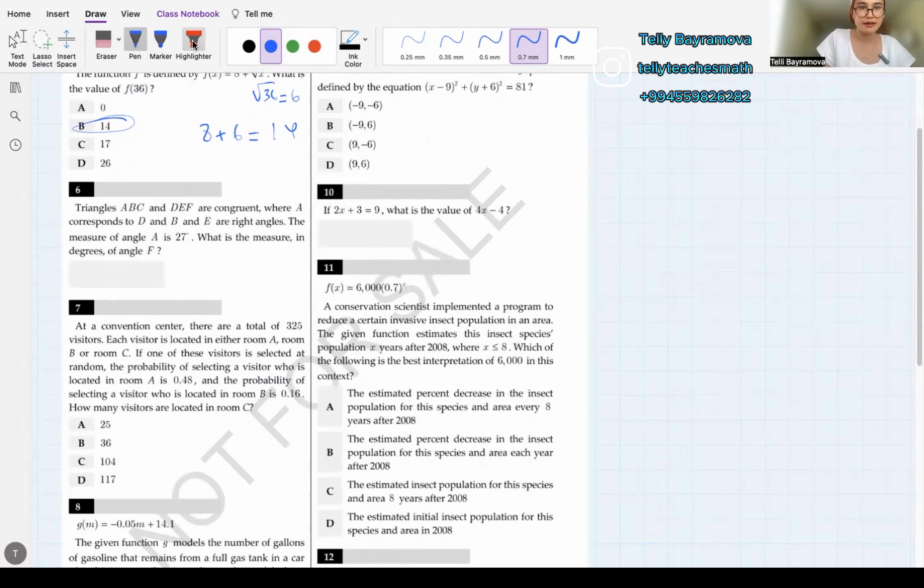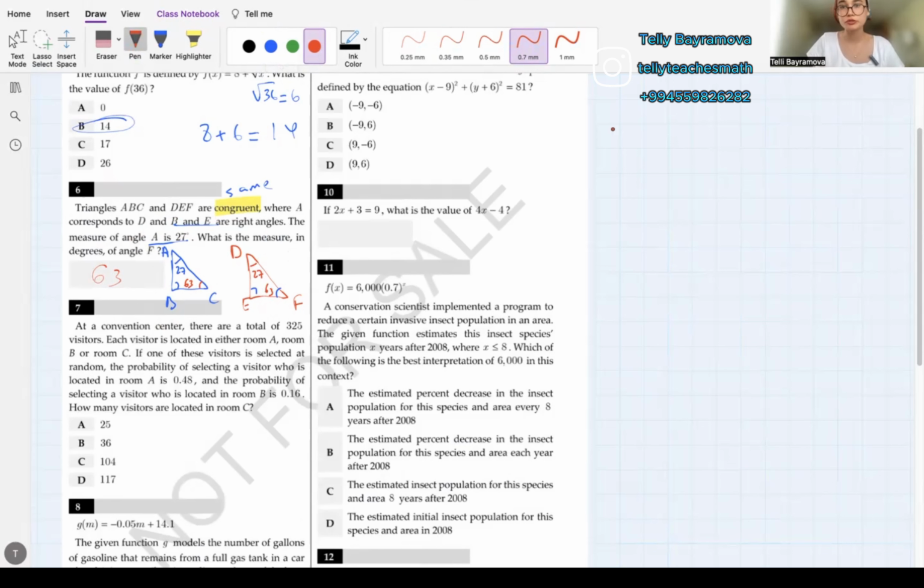Triangles ABC and DEF are congruent. Congruent means exactly the same. Where A corresponds to D, let's draw here A, B, C and D, E, F. B and E are right angles. The measure of A is 27. What is the angle of F? Angle F is this one. It means that D is also 27. What is this angle? It is 63, right? It means that this one is also 63. So the answer will be 63.